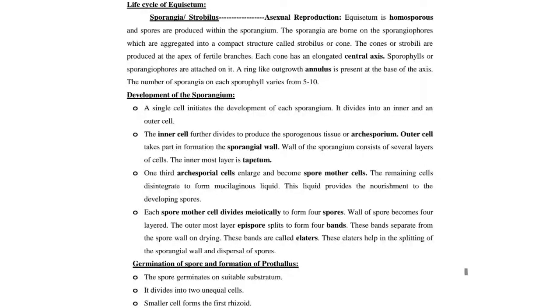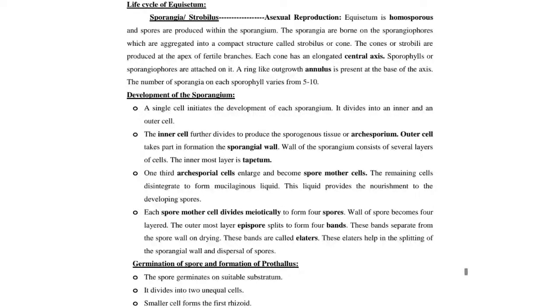Development of the sporangium. A single cell initiates the development of each sporangium. It divides into an inner and an outer cell. The inner cell further divides to produce the sporogenous tissue or archesporium. Outer cell takes part in formation of the sporangial wall. Wall of the sporangium consists of several layers of cells. The innermost layer is tapetum. One-third of archesporial cells enlarge and become spore mother cells. The remaining cells disintegrate to form mucilaginous liquid. This liquid provides nourishment to the developing spores.